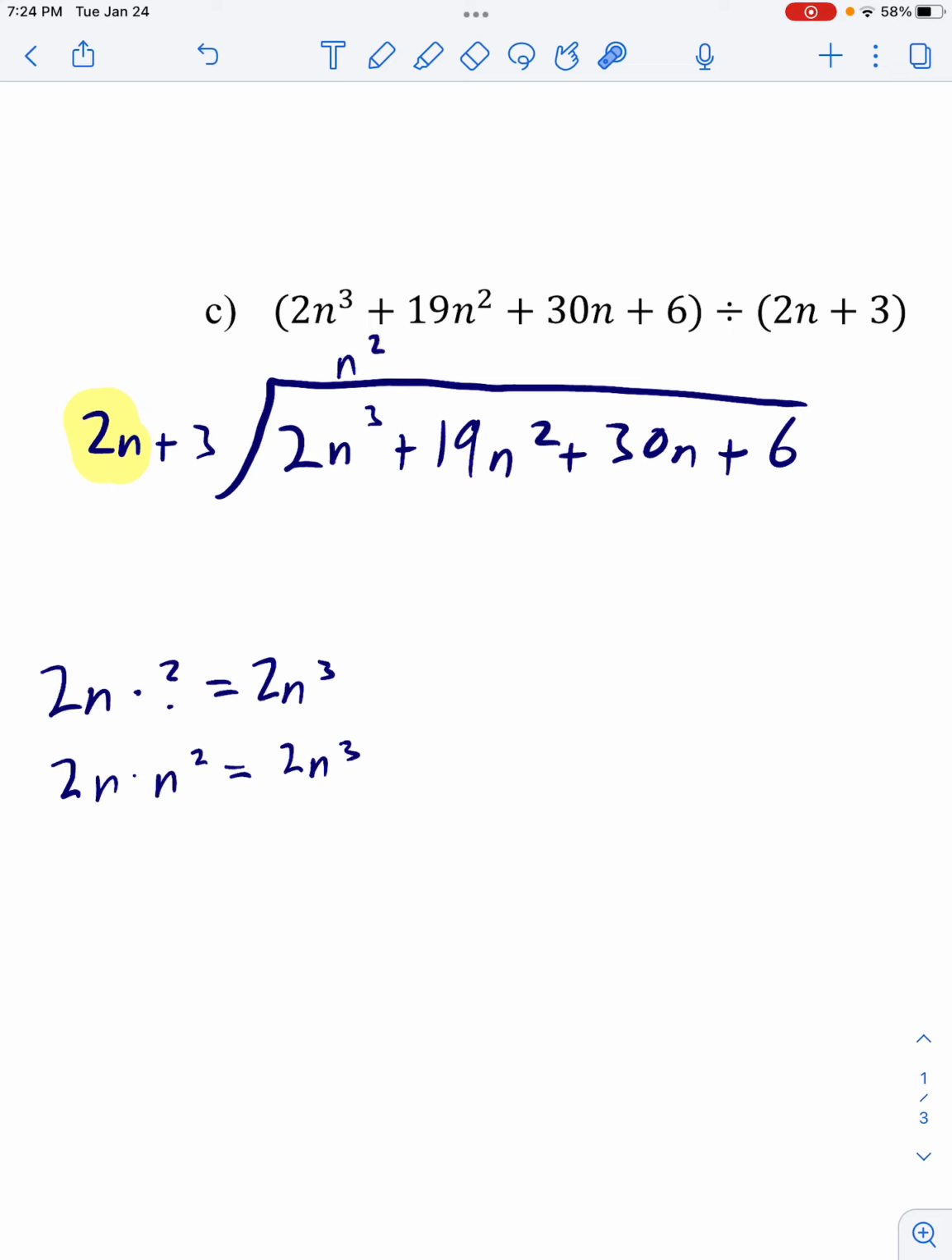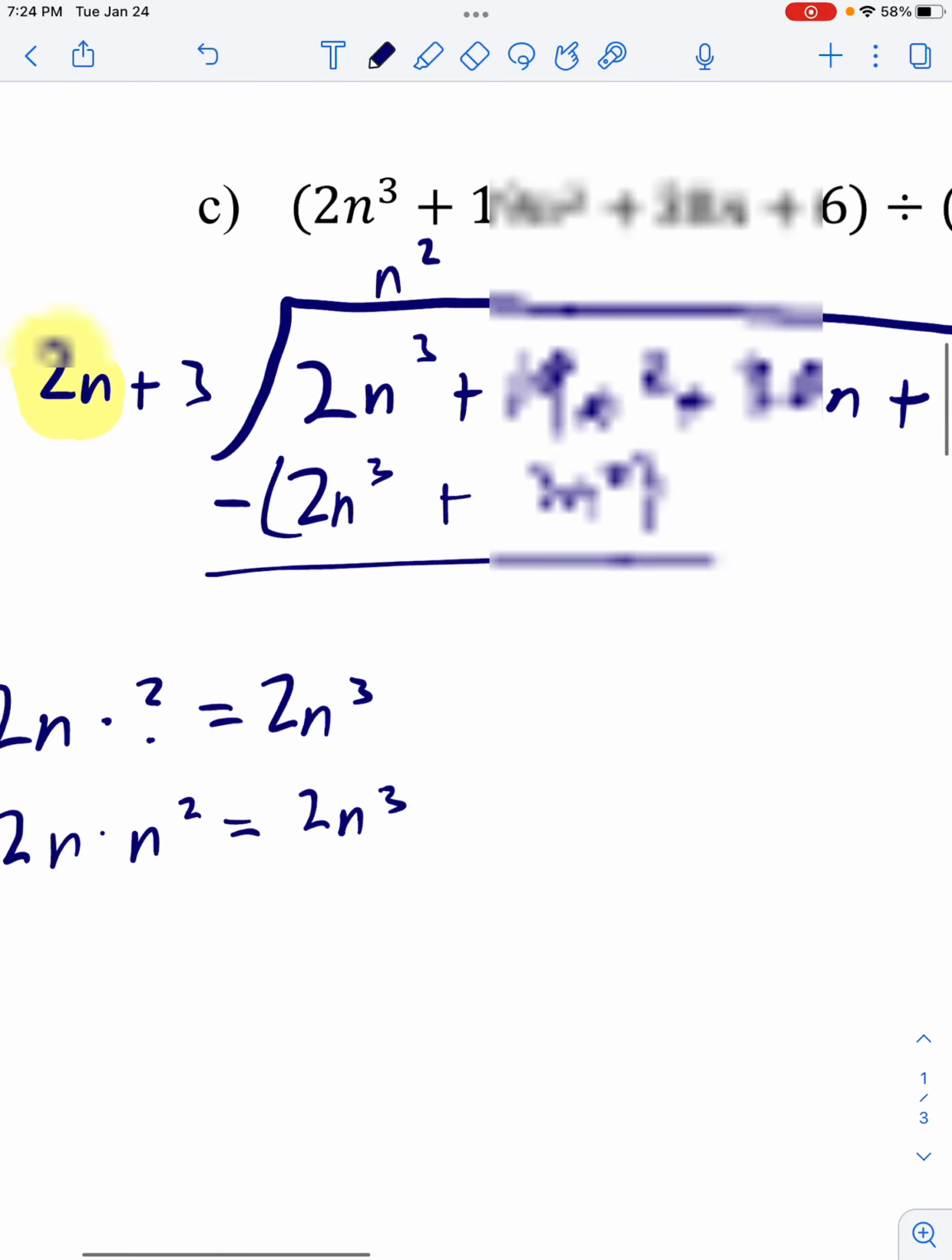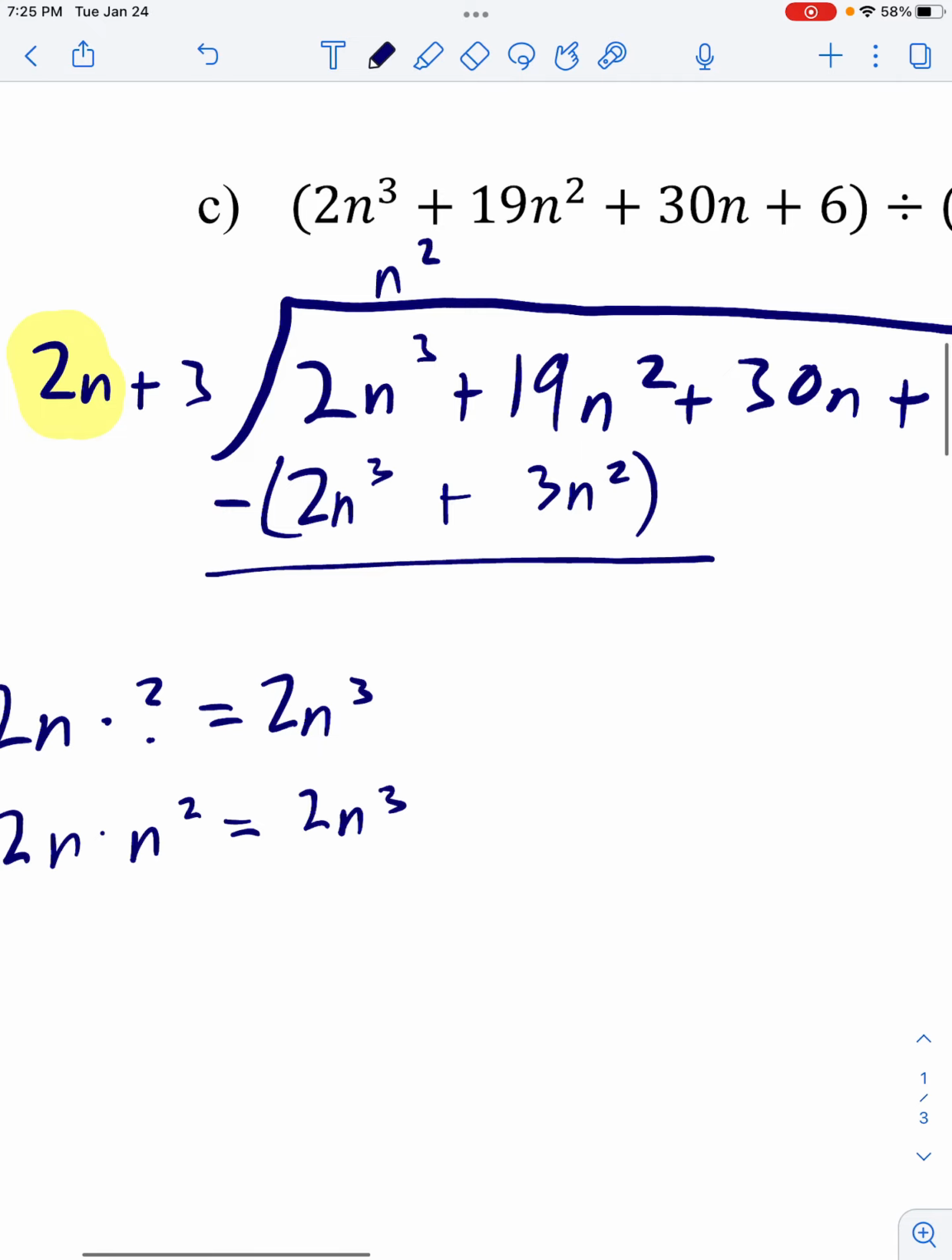Then we distribute the n squared. Okay, so we multiply both these terms in the divisor by n squared. It's going to give me 2n cubed plus 3n squared. Okay, and we subtract that product, that result. So we're going to do 2n cubed plus 19n squared minus 2n cubed plus 3n squared.